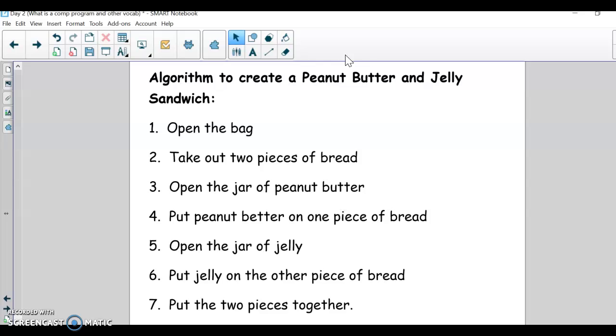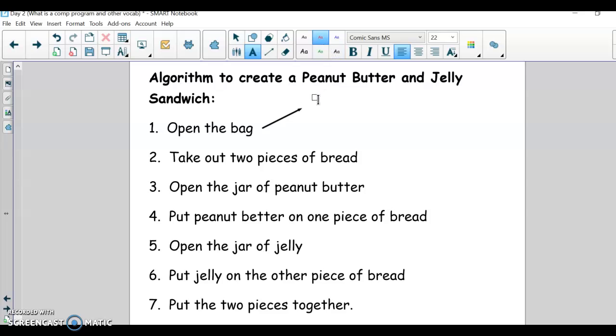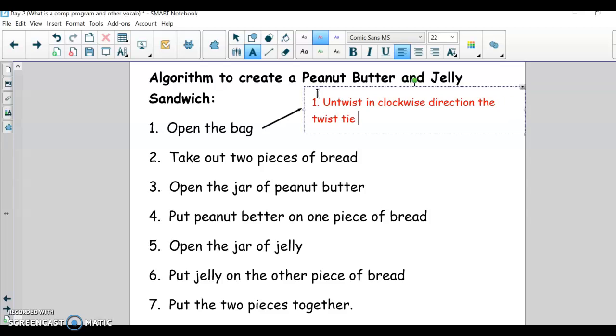So in an actual program, you could write a little sub process over here saying very specifically how to do this, like untwist in a clockwise direction the twist tie for 20 turns. And so you have to be insanely specific when you write a computer program, right? Which is different than how you might think of communicating with a human. So when we write our programs, you have to be very, very specific.